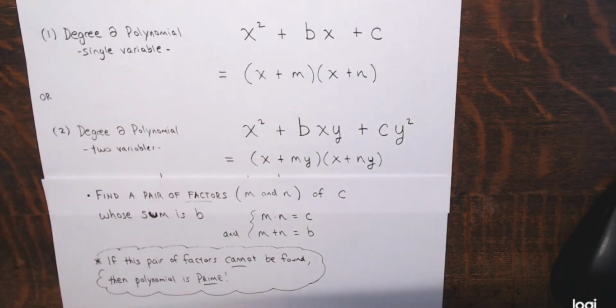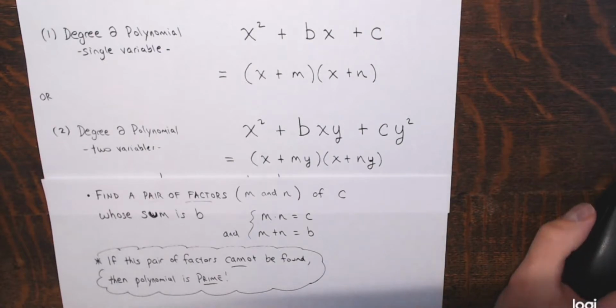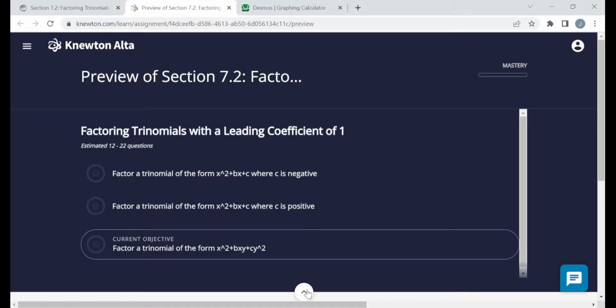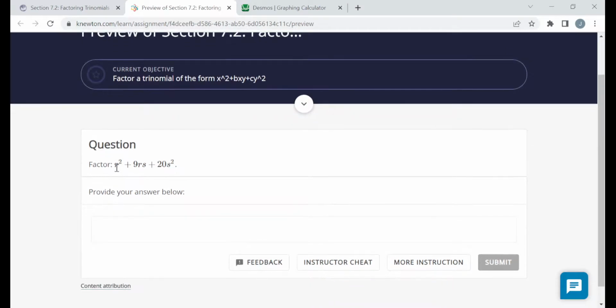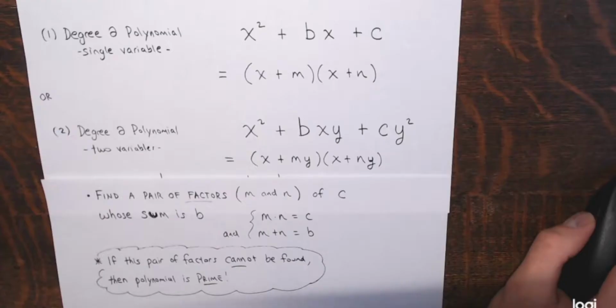Okay. So the first example I'm given, the first question is on the one with two variables, this trinomial degree 2 polynomial with two variables, lead coefficient is 1, but instead of x and y, r and s are the variables. But I'm doing the same procedure.